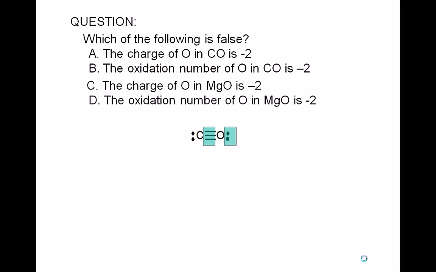If we refer to a periodic table, we find that oxygen belongs to group 6A. A free oxygen atom has only 6 valence electrons. Therefore, it appears that the oxygen atom in carbon monoxide has gained 2 electrons. 6 plus 2 equals 8. Thus, we say that it has an oxidation number of -2.